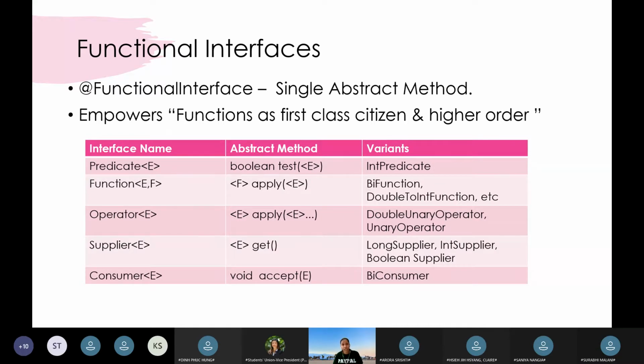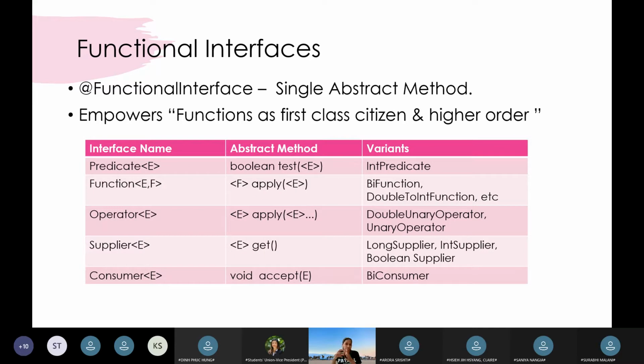You guys are aware of interfaces, right? I hope you guys know what interfaces in Java are. Okay, great. So functional interfaces are a special kind of interfaces which have exactly one abstract method. And they have been introduced as part of Java 8 so that we can have functions which are first-class citizens and functions which are higher order.